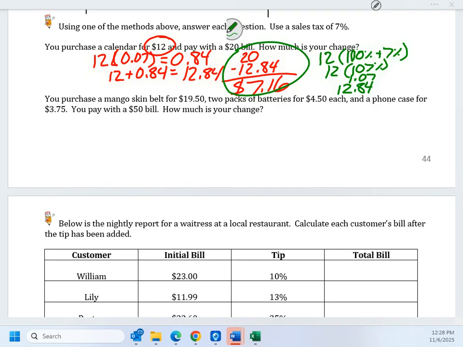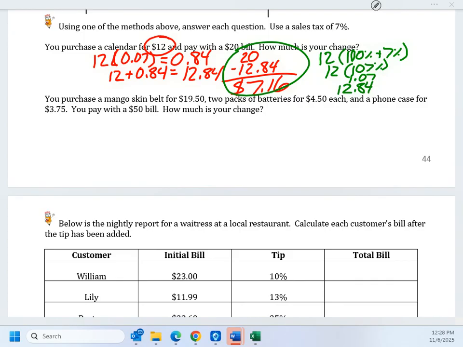Let's look at our second one. You purchase a mango skin belt for $19.50, 2 packs of batteries for $4.50 each, and a phone case for $3.75. You pay with a $50 bill. How much is your change? Oh my goodness. Multi-step problem. What do you think our first step should be? Henry? Finding the sales tax on the mango skin and belt.